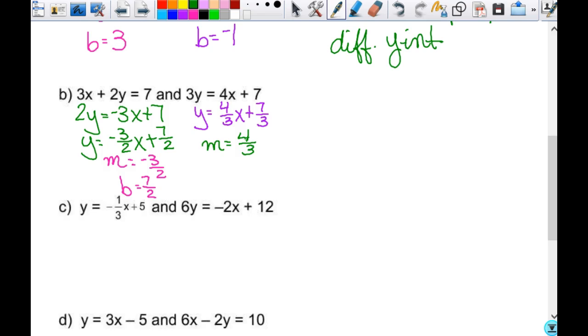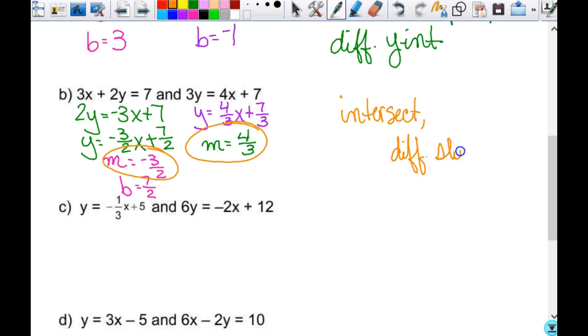Because right now, when you look at this, you've got this slope and this slope. Are they the same? No, they're different. And different slopes, they actually could have the same y-intercept. We don't even care about that. Different slopes means that these lines do what? Intersect. So these intersect. There's not a little symbol or anything for that. They intersect because they have different slopes. Good?